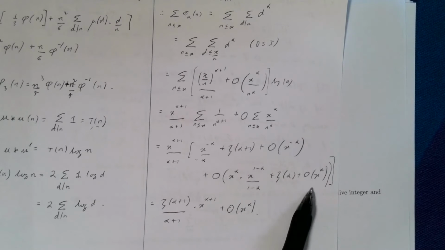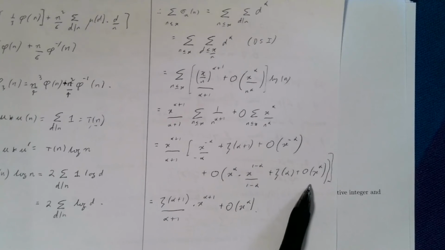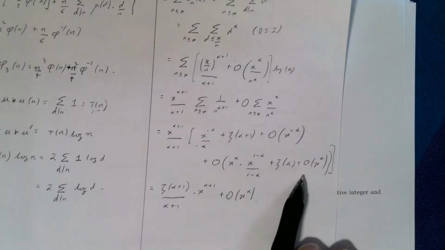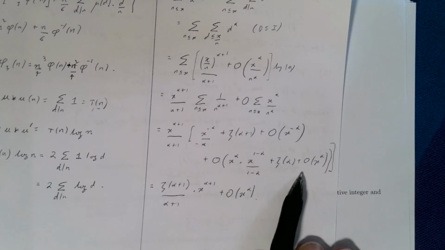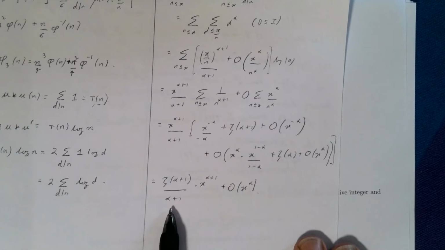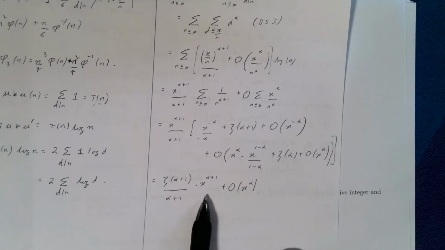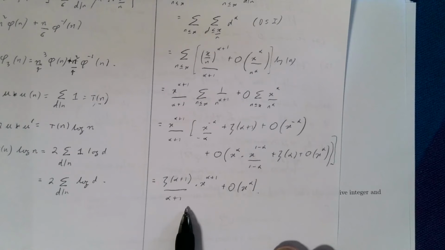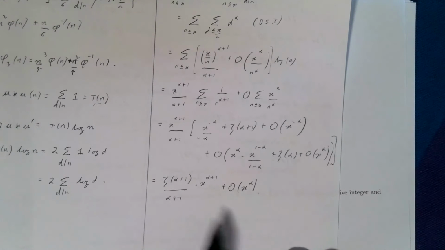We get this. Now the whole point about the big O notation is you can sweep everything under the carpet and get rid of it, so all we're going to get then is in fact this term here, the zeta alpha plus 1 times x to the alpha plus 1, all divided by alpha plus 1. That'll be the dominant term, and everything else is big O x to the alpha.